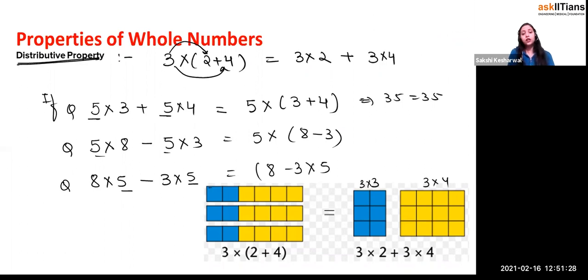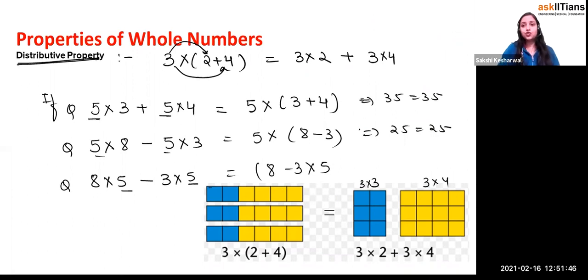Now you see that 5 into 8 is what? 40, minus 15 is equal to how much, beta? 25, right? So 8 minus 3 is what, beta? 5. 5 into 5 is what, beta? 25. Yes or no? So 25 is equal to 25, right? So similarly, you can do like this also.